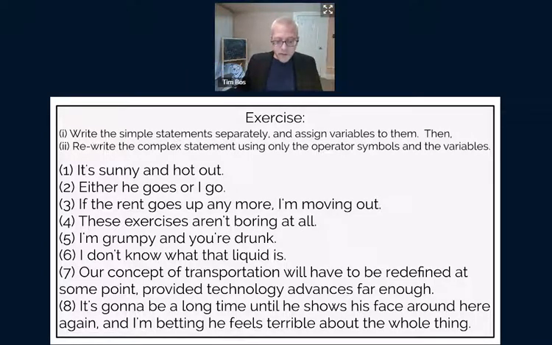Let's see. Anna, you're correct about number one. Yeah, that is correct for number one. But I was skipping that one because we did it last time. So I'm on 4. We did 1 through 3. But you are correct. Those are the simple statements for number 1, right? It's sunny. It's hot out. What's the simple statement in 4?